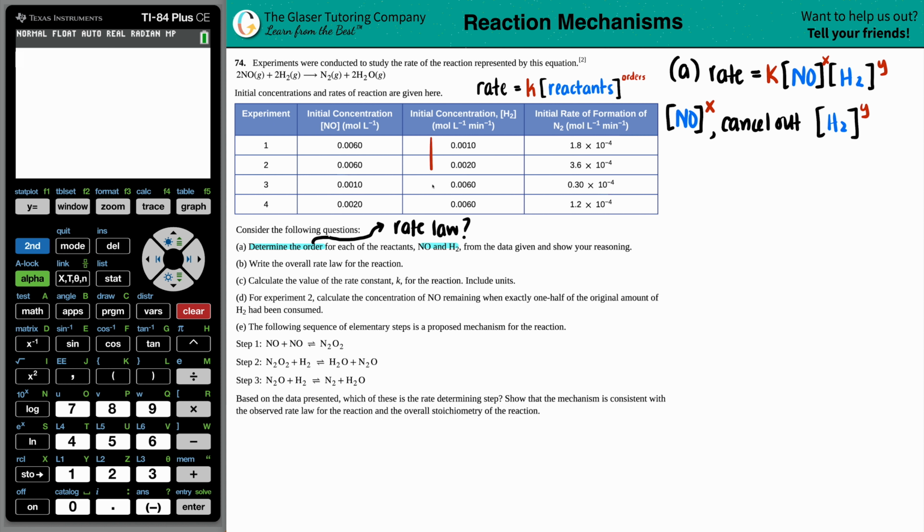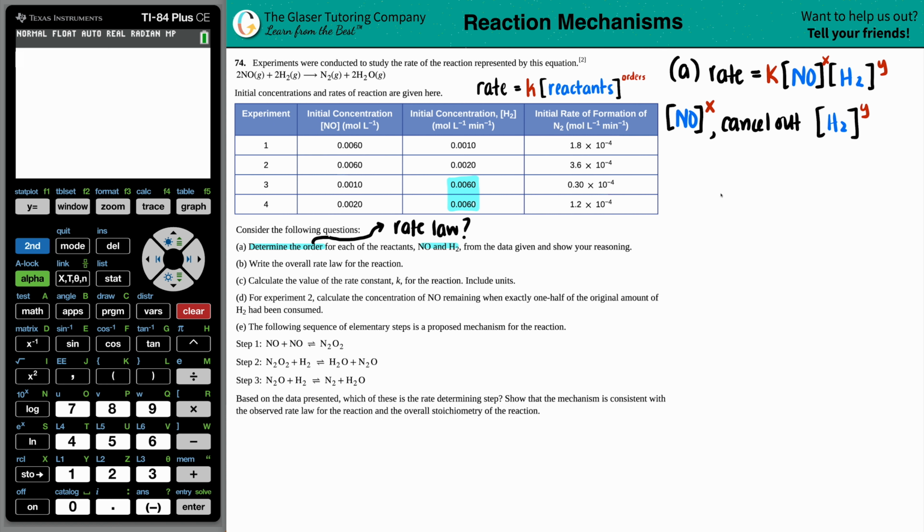But can you pick the two trials which are the same? Yeah, right? Trial 3 and 4. So maybe what I'll do is I'll just highlight this, right? But now the question is, what are we going to do with trial 3 and 4? Well, we're going to put them into the rate law.